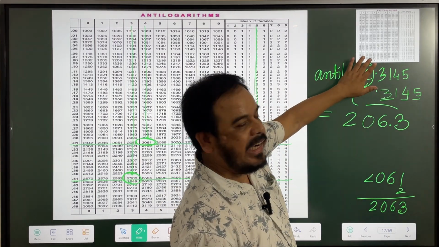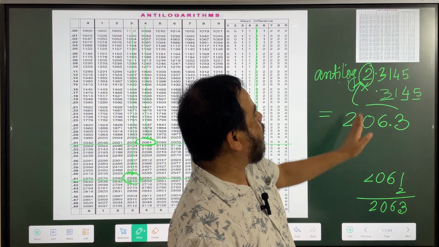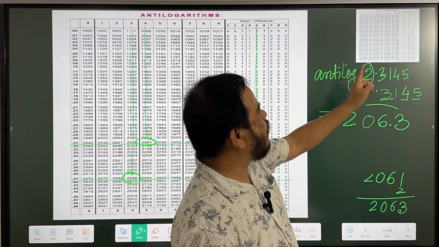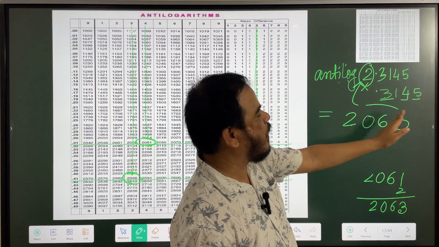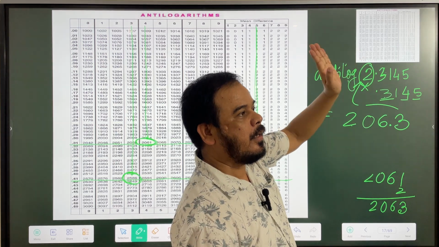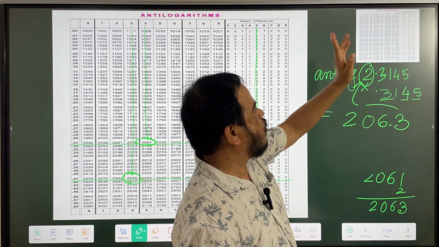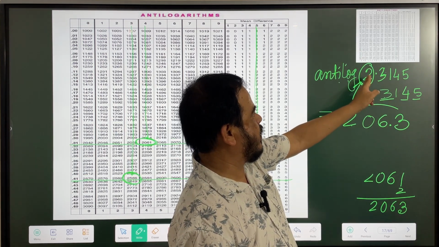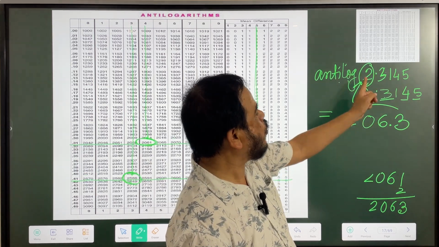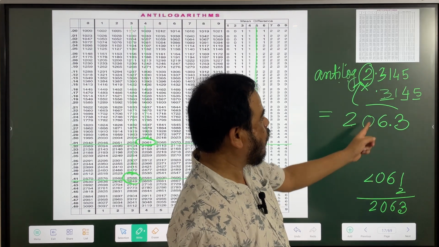For the time being, I hope you understand. If a positive characteristic is there, then you have to count one more. If it is 2, you have to count 3. If it is 4 point something, you have to count 5. Then you put the decimal. So the decimal depends on the characteristic. Whatever digit is in the characteristic, you count one extra, so you count 3. I have explained why it is that way.